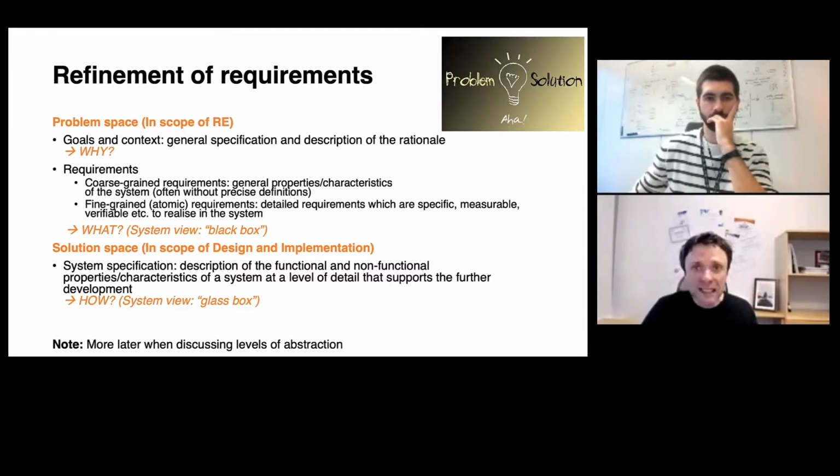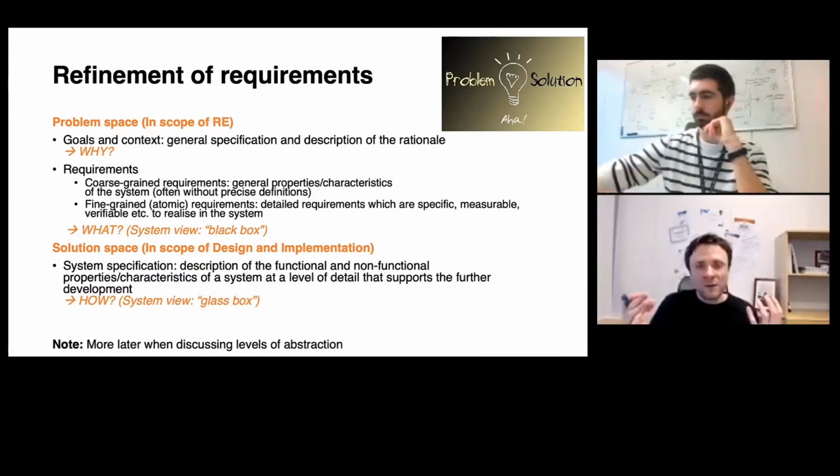In both cases, I take what I call a black box view on the software system, which means that I don't really care about the internal realization of the software system, but just, from my user visible perspective, what kind of functionality the system shall provide. And in the solution space, I take a glass box view where I provide some information or specify how the software system should be internally structured, how the behavior should be realized.